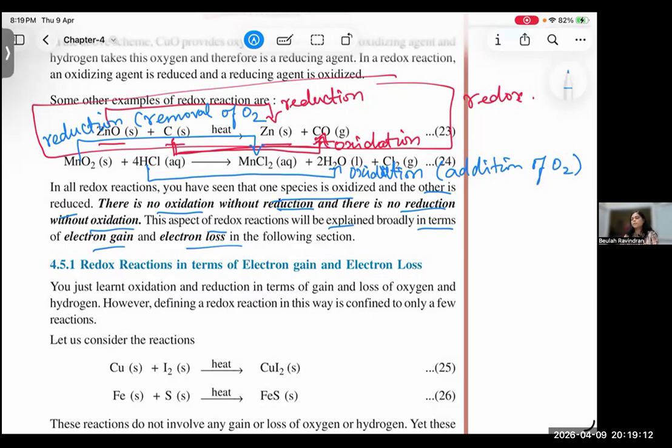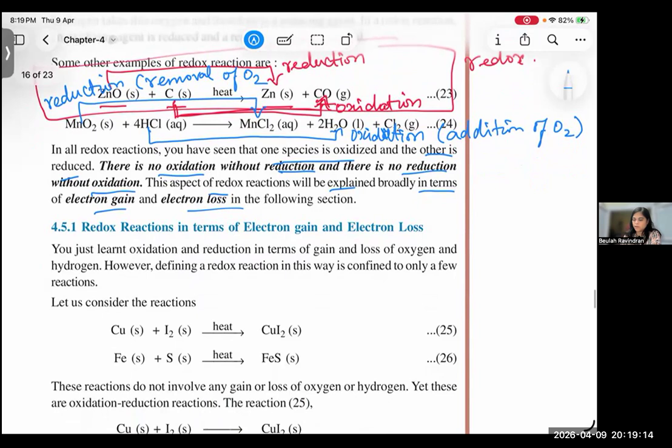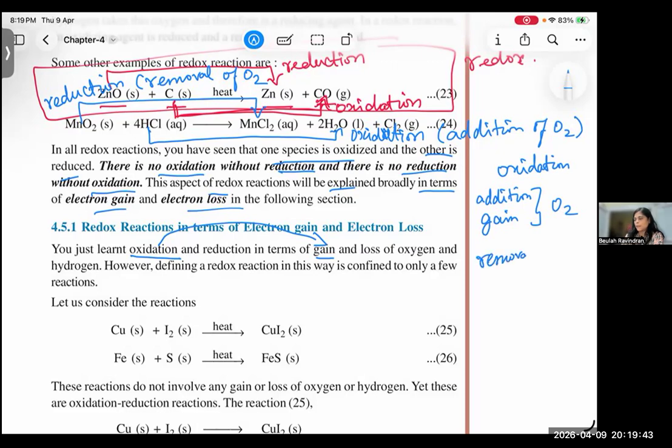So what is meant by oxidation? You have already seen oxidation means gain of oxygen. You can use the words addition or gain of oxygen. This is oxidation, right? And loss of oxygen or removal of oxygen, that's reduction.